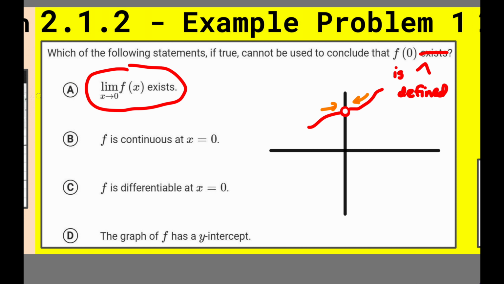Okay, so it says if true, cannot be used. This would actually be the answer. You cannot actually use it to conclude the other things. So that's not very exciting because it just kind of gives away the answer right away with A. So let's actually go over all of the other ones as well.